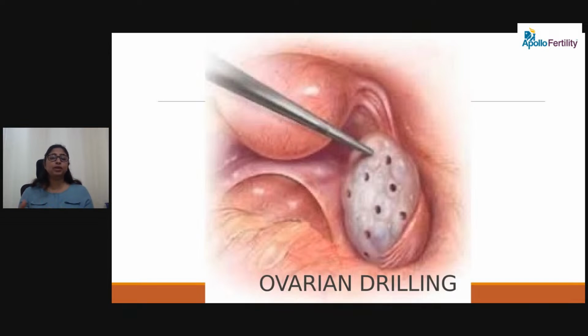And if there are so many follicles, a few of the follicles are destroyed, so that the hormonal imbalance gets balanced. So that is one of the procedures, and many women start responding even after that procedure. So if you are not responding to the tablets or the injections, your doctor may sometimes advise this.